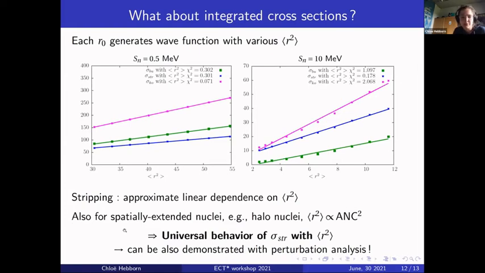And this can actually be easily understood by the fact that halo nuclei are very spatially extended, and so the mean square radii is strongly influenced by the ANC. So that was interesting because it seems that this knockout cross-section scales with this mean square radii. And this is actually something that we were able to demonstrate analytically also with perturbation analysis.